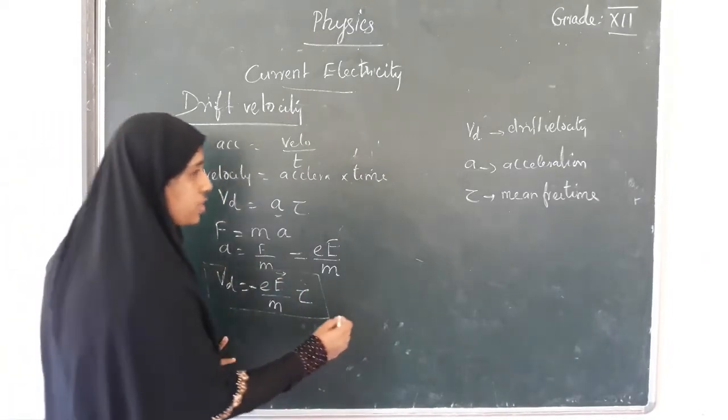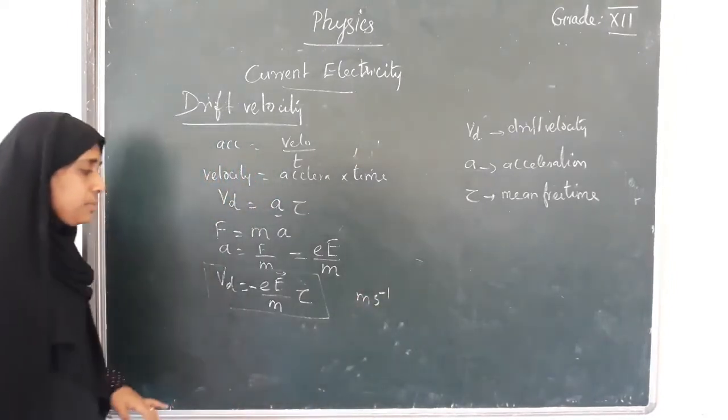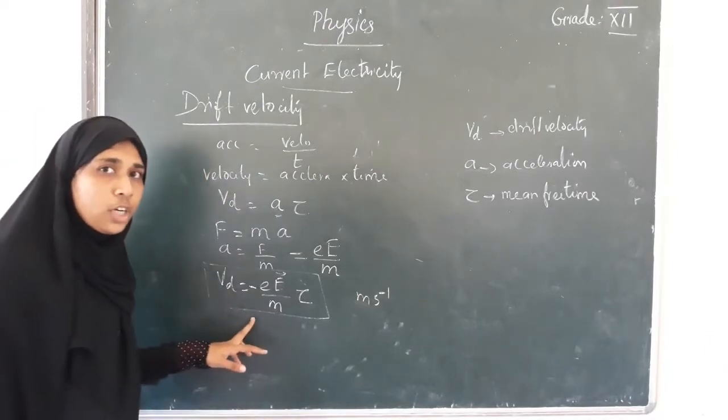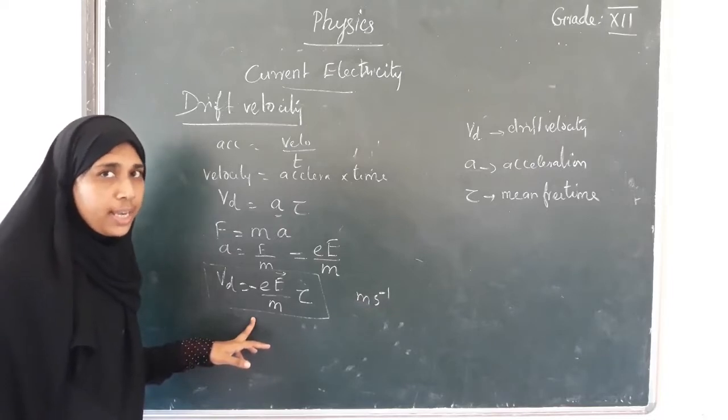What is the unit of drift velocity? Nothing but meter per second. So what is drift velocity? Drift velocity is the velocity acquired by the free electrons inside the conductors which is subjected to an electric field.